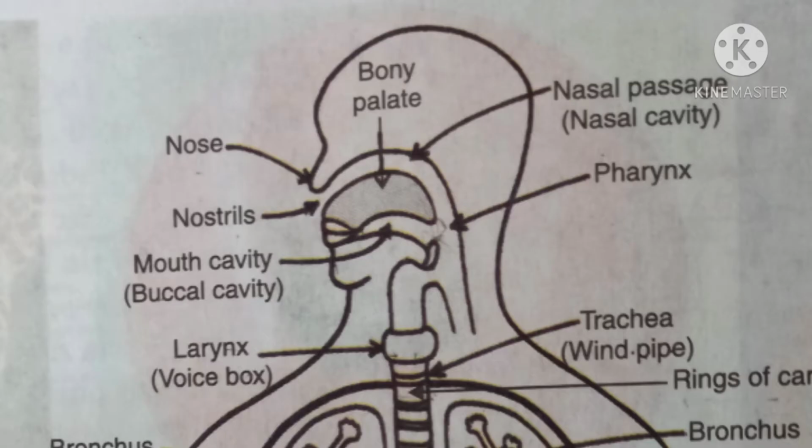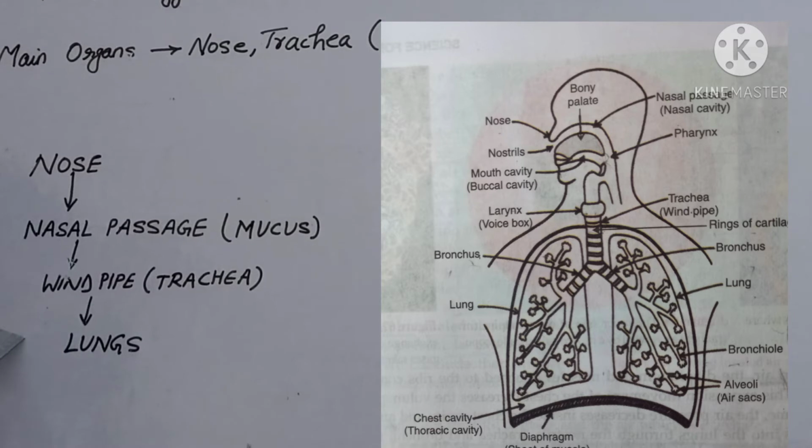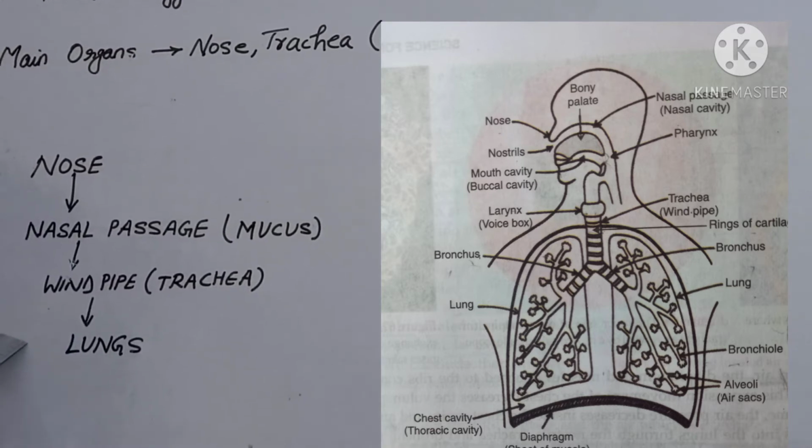The nasal passage is lined with fine hair and mucus. When air passes through the nasal passage, the dust particles and other impurities present in it are trapped by nasal hair and mucus so that clean air goes into the lungs. From the nasal passage, air enters into the windpipe or trachea.